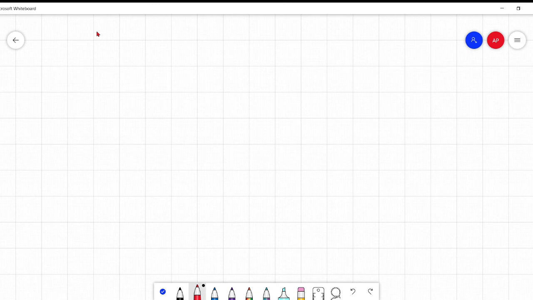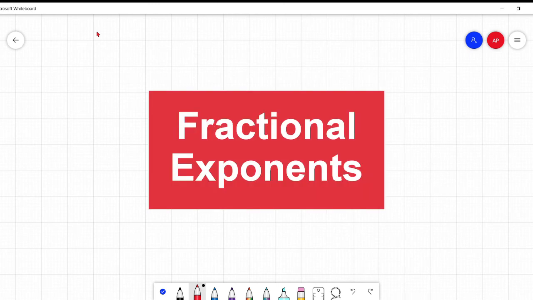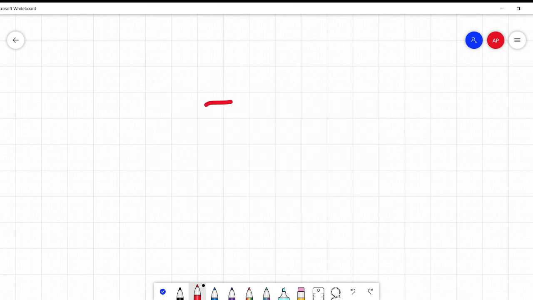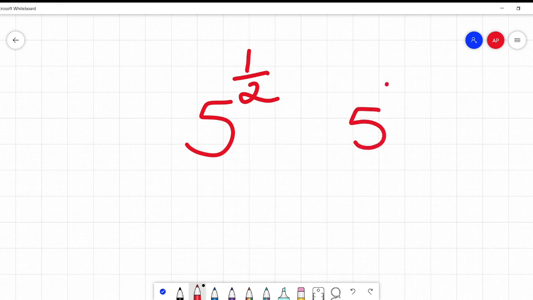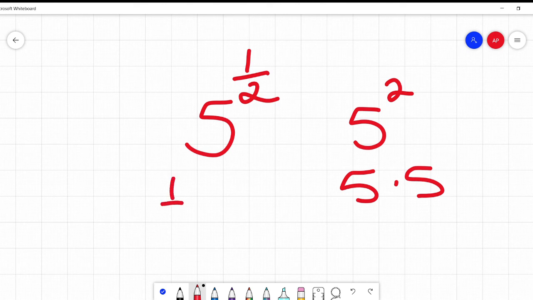So this one, part 3, we're going to be talking about fractional exponents, by which I mean something like this. 5 to the power of a half. So we know 5 squared is 5 times 5. Well, what is to the power of a half? That doesn't mean a half times 5. That can't be it, right?